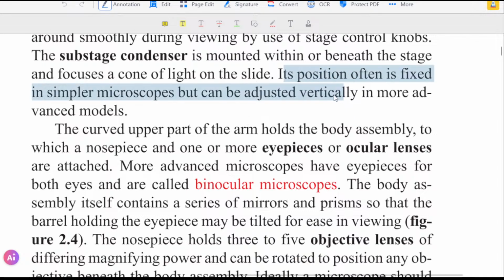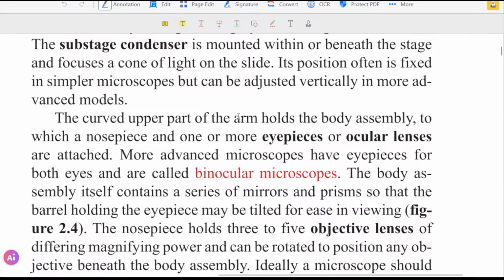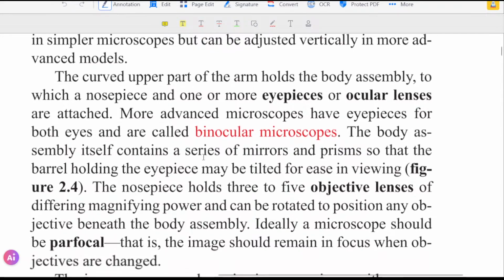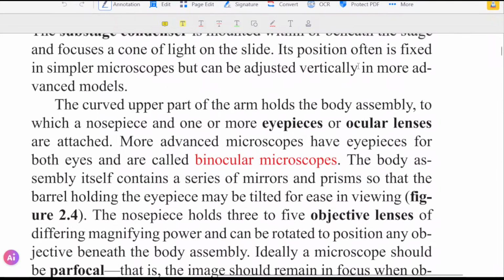Its position often is fixed in simpler microscopes, but can be adjusted vertically in more advanced models. Right, they are saying if it's a simple microscope, it is fixed, like we cannot change how much it narrows down or how much above or beneath. Like how we can change the location, we can change how much it condenses light, but they are saying in an advanced model we can adjust it. Vertically means you can move it up and down. And you will know that if you move it up or down, the light is going to change.